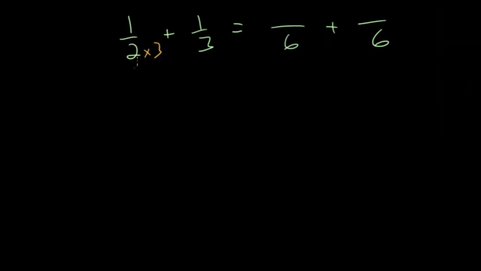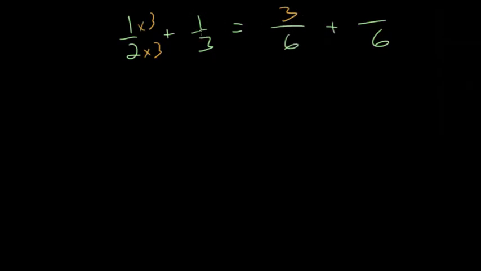So in order to keep the fraction equal to 1/2, we have to do the same thing to the numerator. We also have to multiply this by 3. So then our numerator over here becomes a 3. So 1/2 and 3/6 are equivalent to each other.